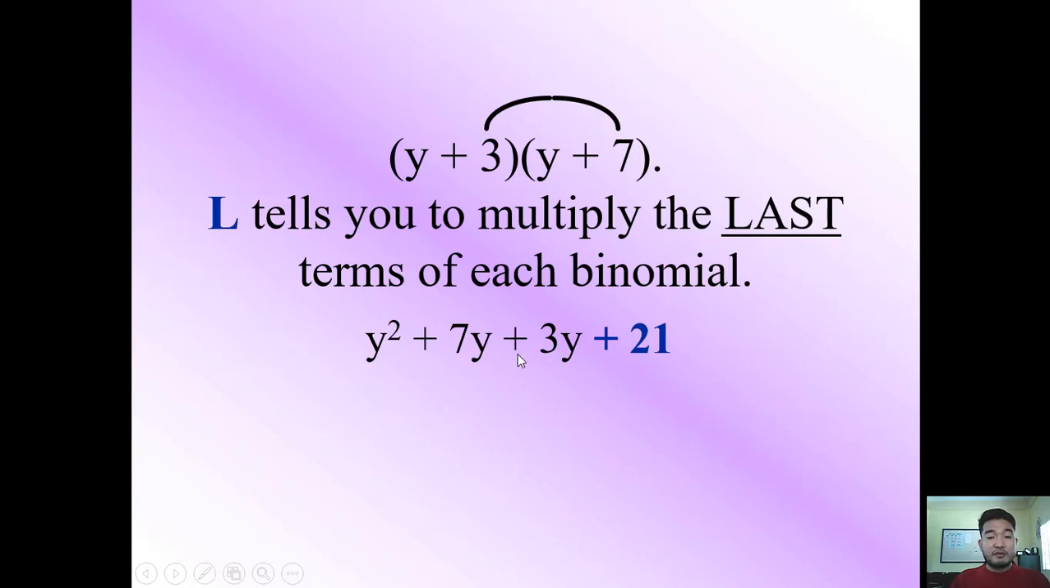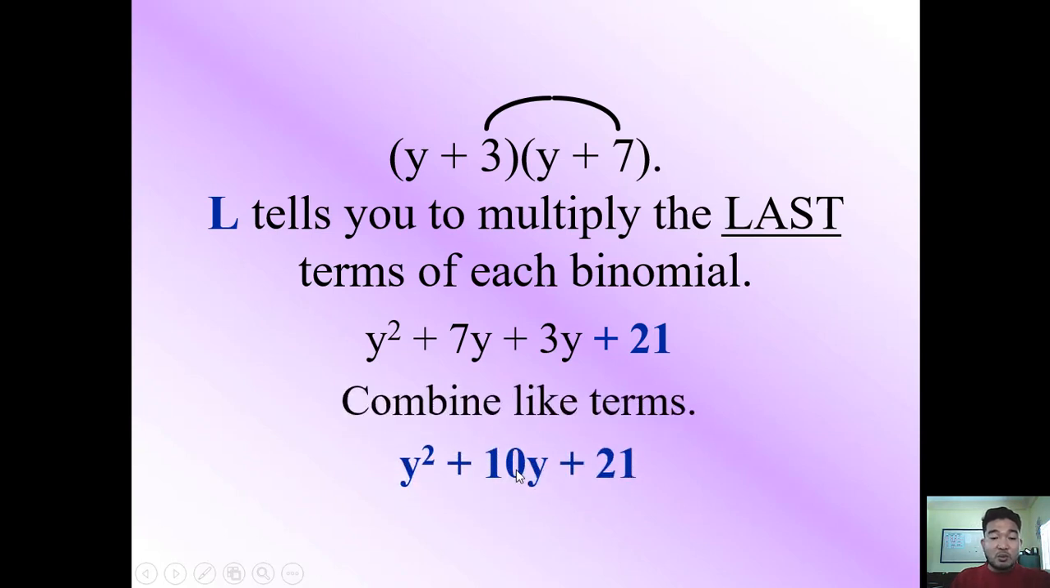And as you can see, we have here two like terms, which are 7y and 3y. So we add 7y and 3y, you will have 10y. Y squared plus 10y plus 21 is now the product of y plus 3 times the quantity of y plus 7. So that's FOIL method. FOIL method meaning first, outer, inner, and last. And take note that FOIL method is the shortcut for distributive method of multiplication.